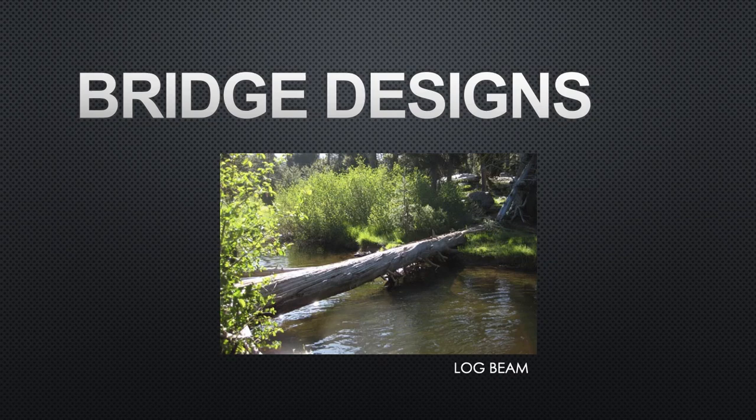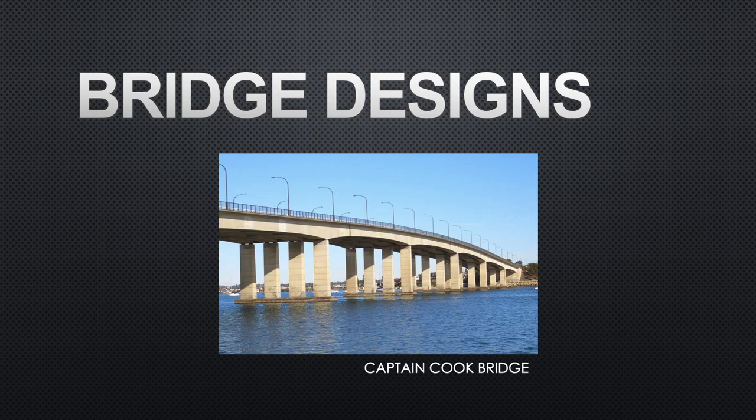Could be a valley. And the earliest example is something like a log beam. That's pretty easy. You chop down a tree and you drag the log across the river. But a more modern example is the Captain Cook Bridge, which is, I think, a concrete box girder. And although it's obviously a much, much more complicated design, it's still at its essence just a solid object that crosses the river.